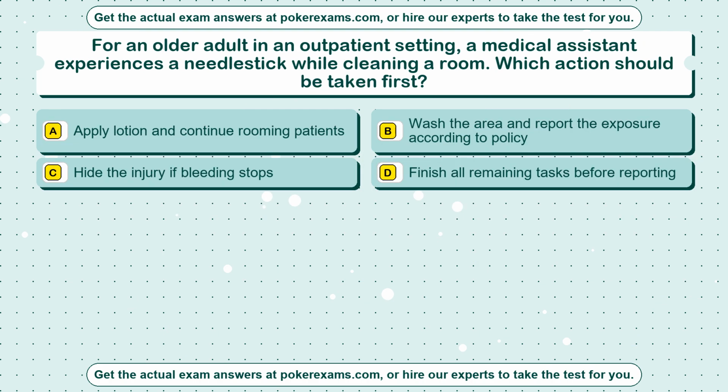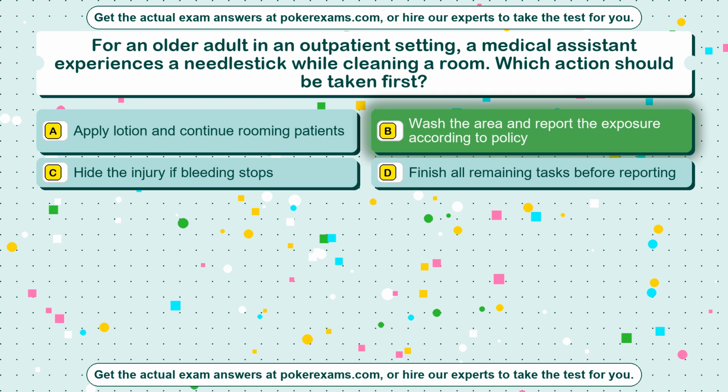Question 92. For an older adult in an outpatient setting, a medical assistant experiences a needle stick while cleaning a room. Which action should be taken first? Option A. Apply lotion and continue rooming patients. Option B. Wash the area and report the exposure according to policy. Option C. Hide the injury if bleeding stops. Option D. Finish all remaining tasks before reporting. The correct answer is option B.